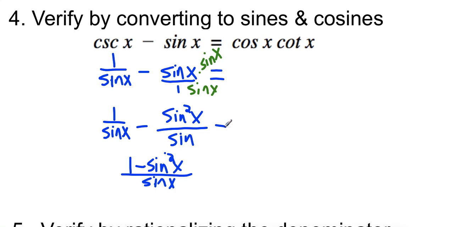All right, now I've only worked with the left-hand side of the equation. Oh, you probably recognize this. Pythagorean identity, 1 minus sine squared. We can replace that with cosine squared over sine. Okay, I'm kind of at a point that I'm not quite sure what to do with that yet.